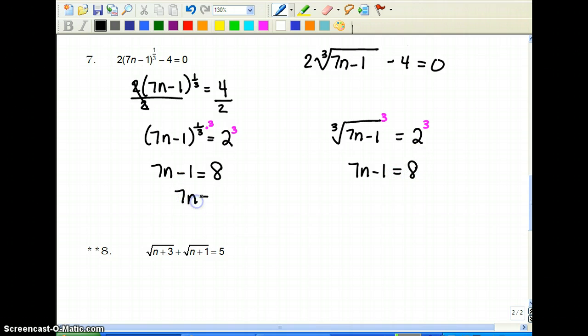Add 1 and get 9/7. Which isn't a nice answer, so you want to use your calculator to plug it in here, and it works. So that would be our solution. Most of the time, if they don't work, it's because this is a negative, or because you didn't notice that there would be no solution from the beginning. Remember, our square root can't be a negative.